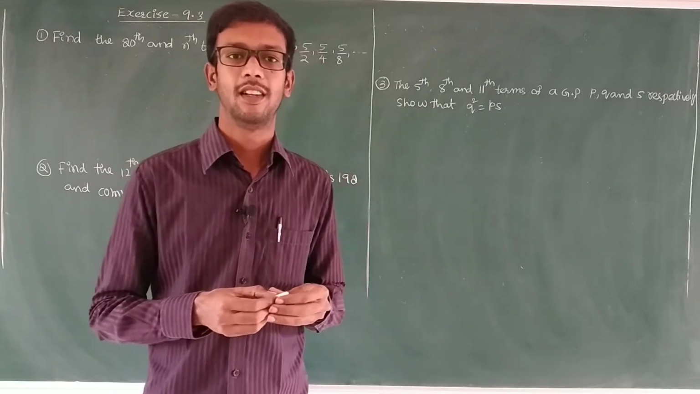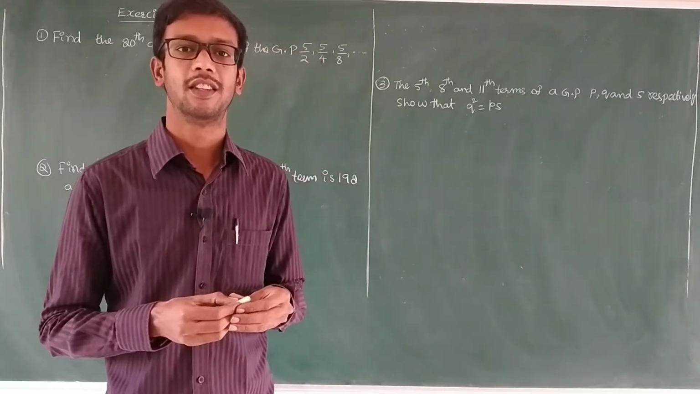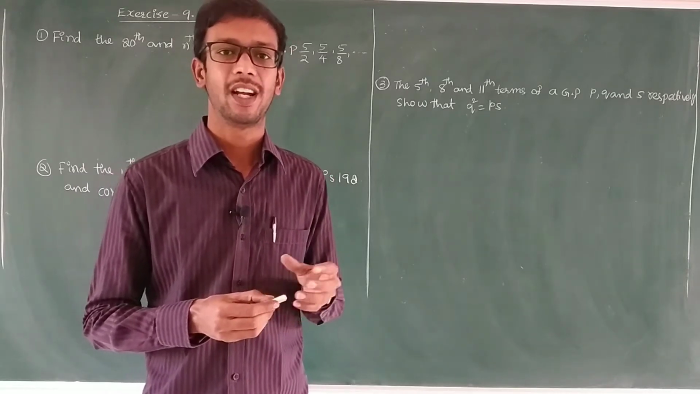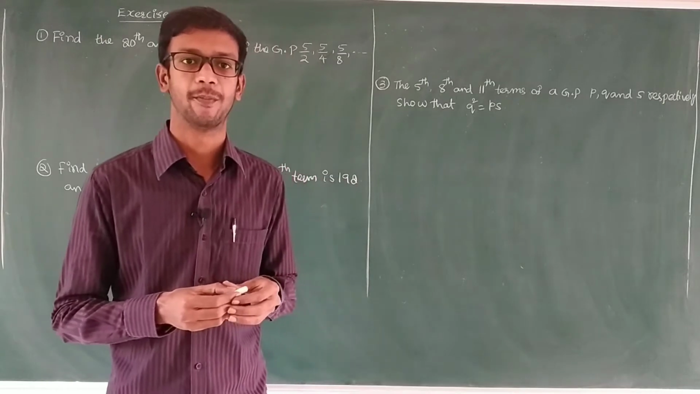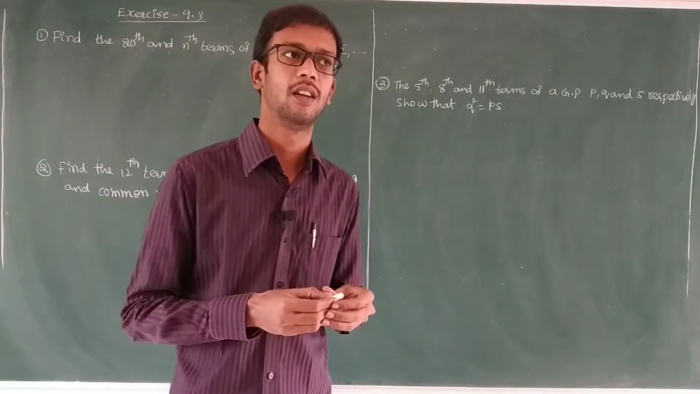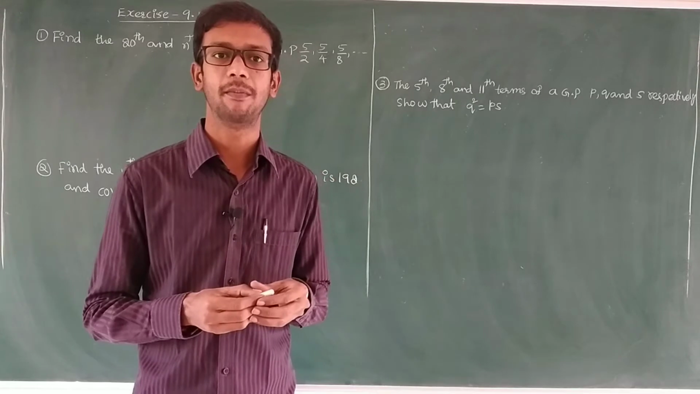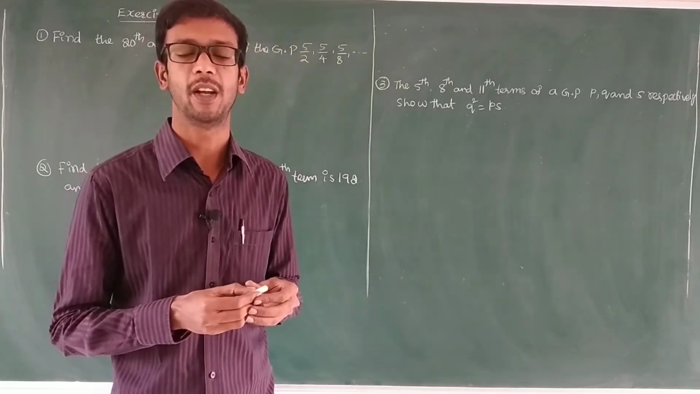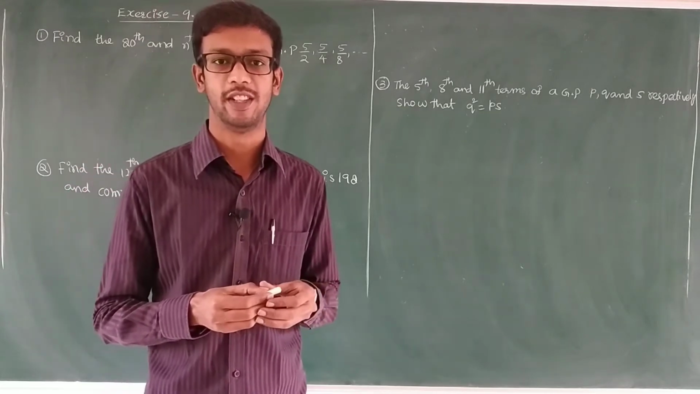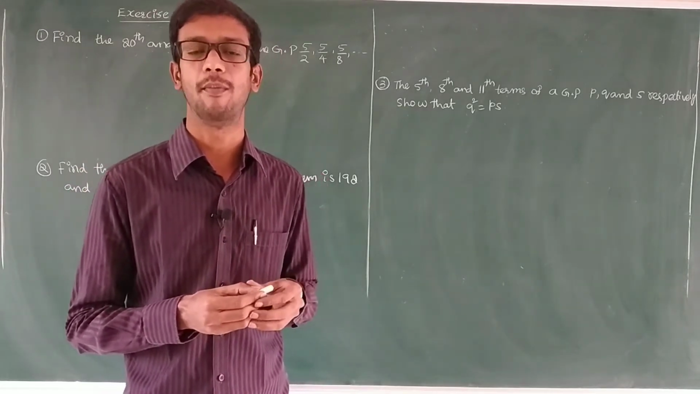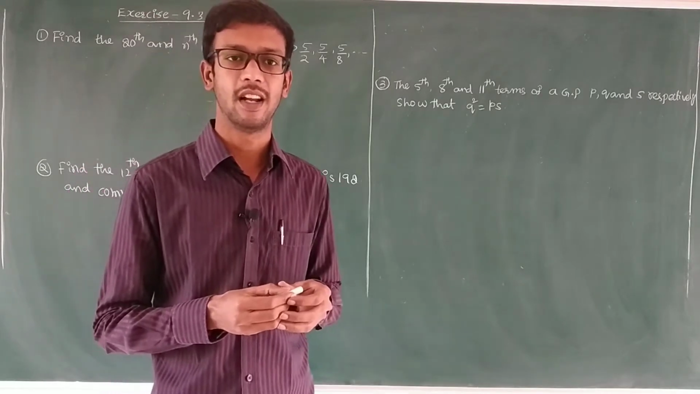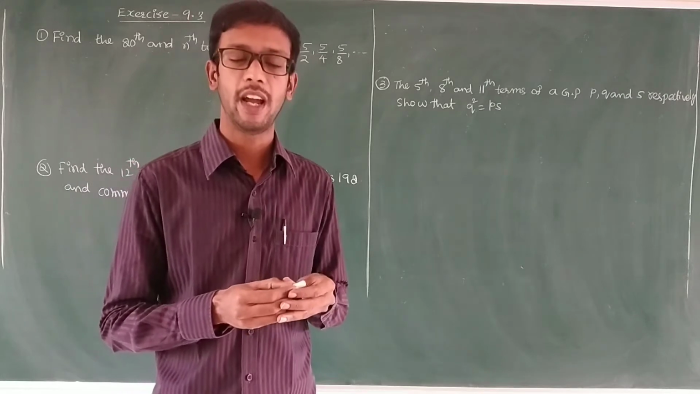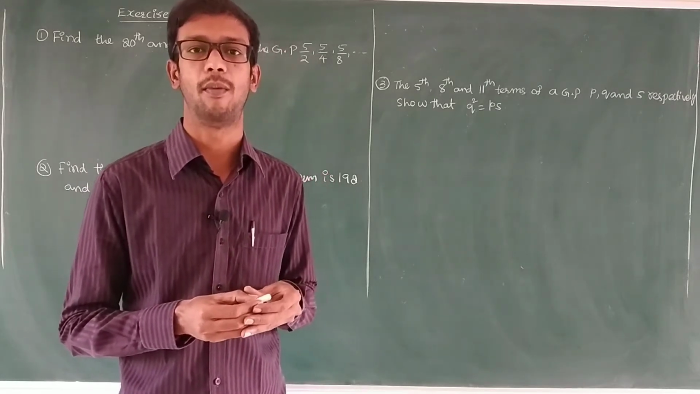In the previous class, we discussed some example problems based upon geometric progression, and we discussed the geometric mean GM and the relation between AM and GM, arithmetic mean and geometric mean. Based upon that, we discussed some example problems. Total example problems completed. Now today we continue the exercise problems.